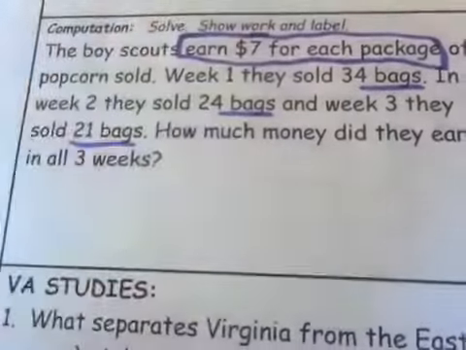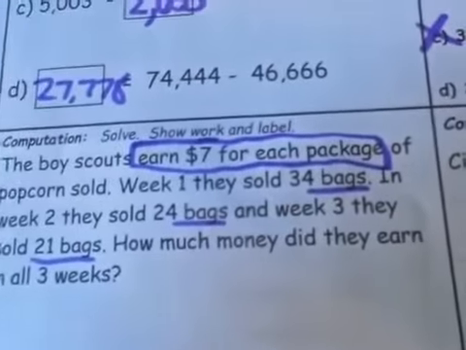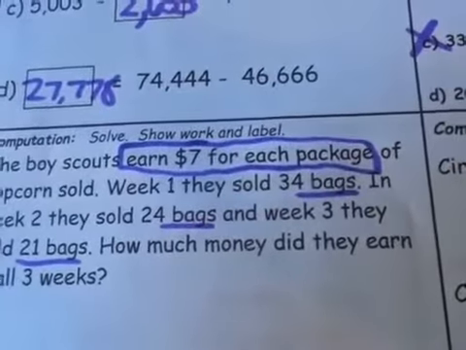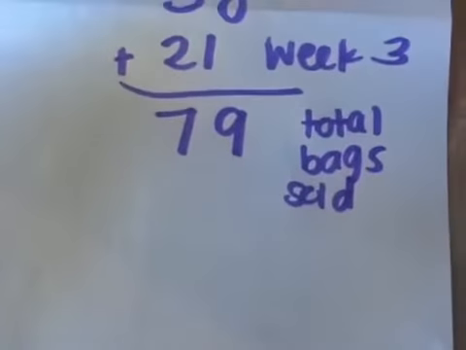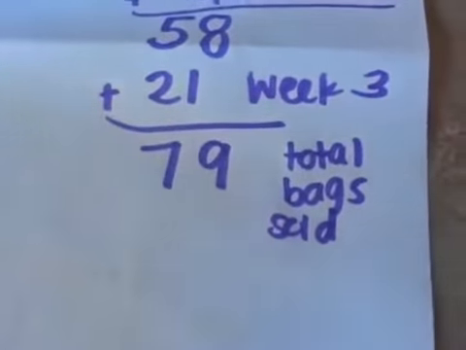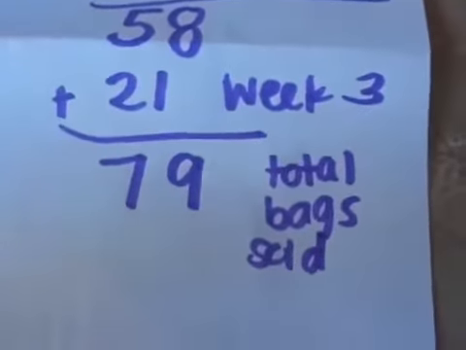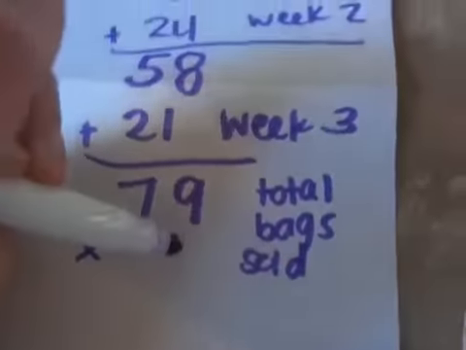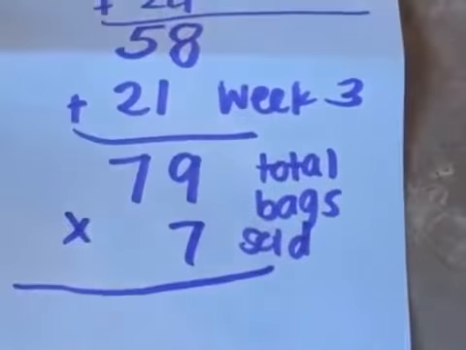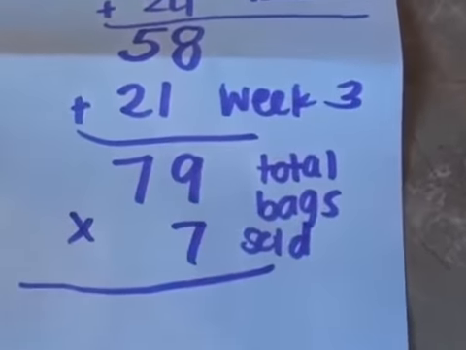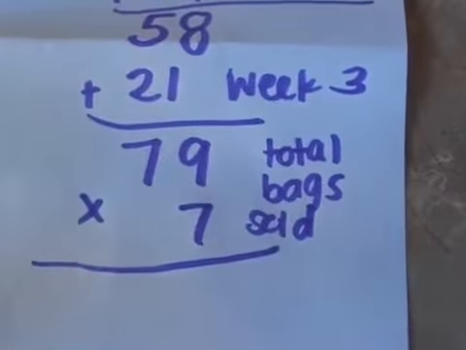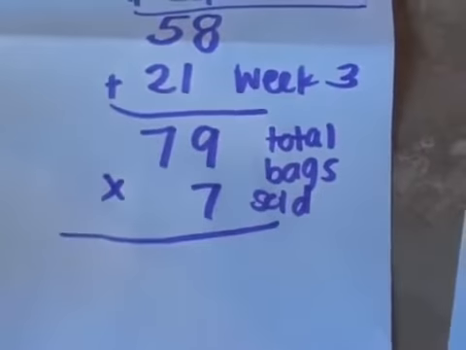For $7 for each package, for each bag. So that word each tells me that each of those bags is $7. So that's 79 added over and over and over again 7 times. Or you can multiply to get that answer. 79 times 7. So when you're solving this, you'll get your final answer in dollars of how much they made.